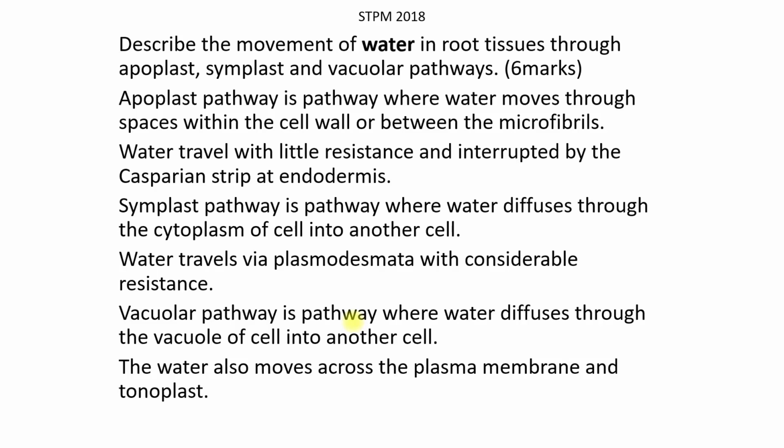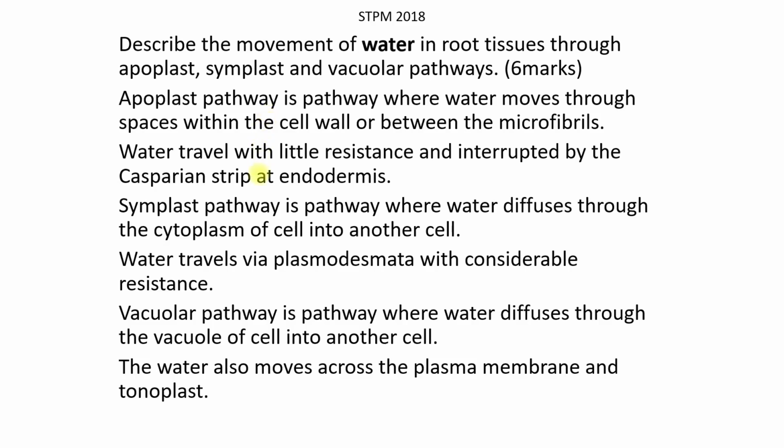This came out in 2018. Describe the movement of water in root tissues through apoplast, symplast, and vacuolar pathways. 6 marks here. The answers are what I found in the Campbell textbook as well as the Solomon textbook. The apoplast pathway is where water moves through spaces within the cell wall or between the microfibrils. The water travels with little resistance and is interrupted by the Casparian strip at the endodermis. This is about describing the apoplast pathway.